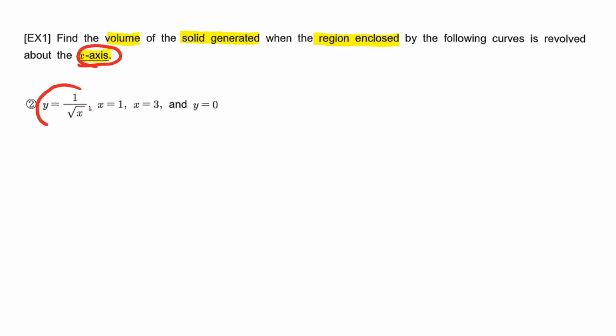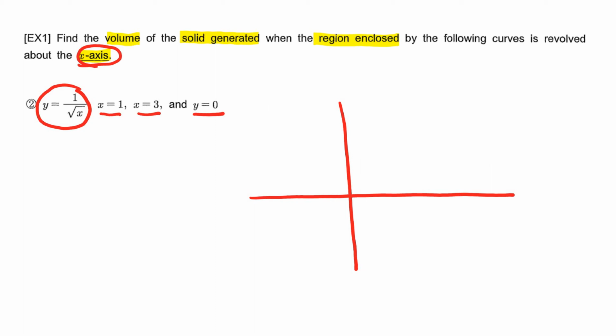Okay, so my equation is y equals 1 over the square root of x. I'm bounded by x equals 1, 3, and y equals 0. So let's go ahead and sketch this, and take a look at what area is actually accumulated, and what area needs to be rotated around the x-axis here.